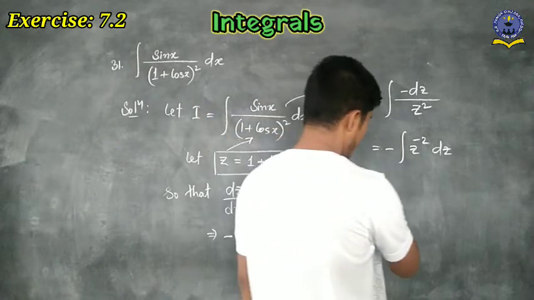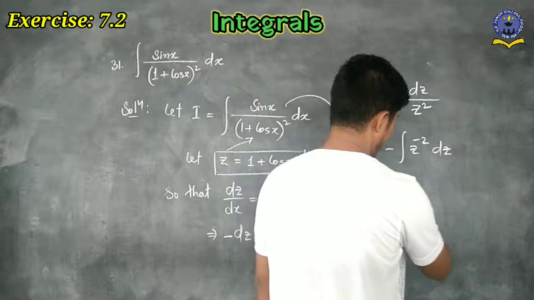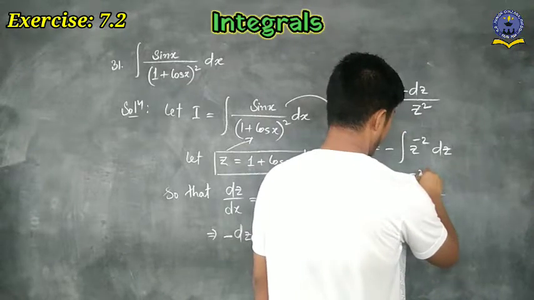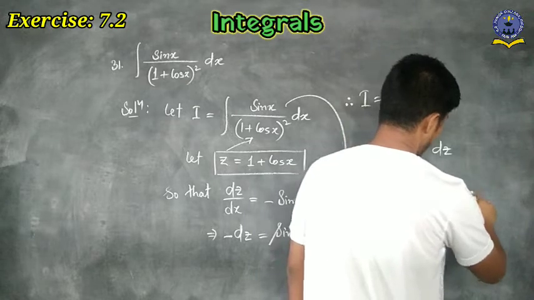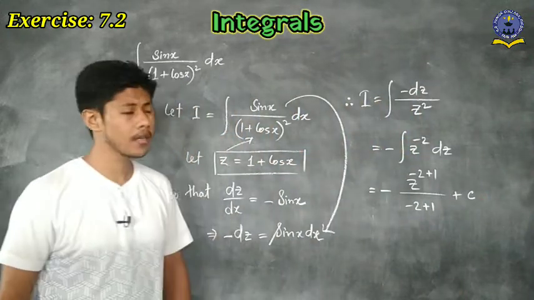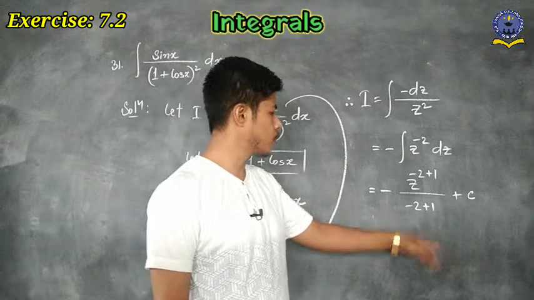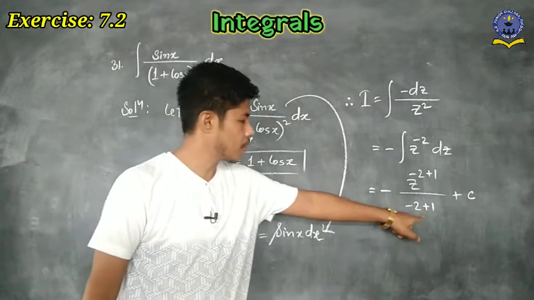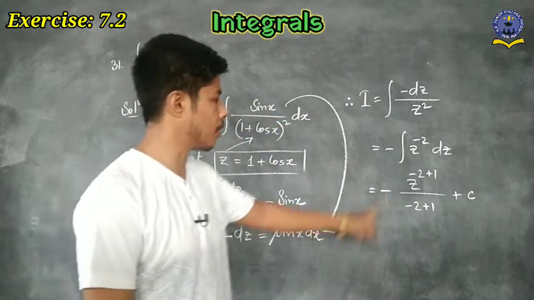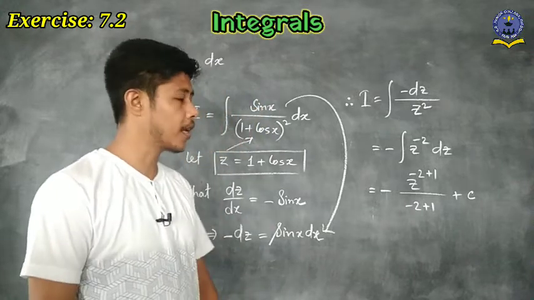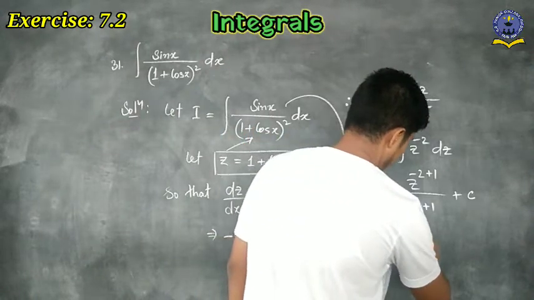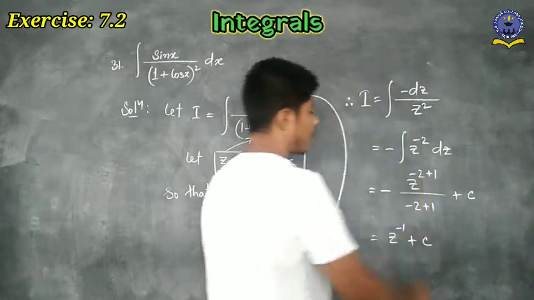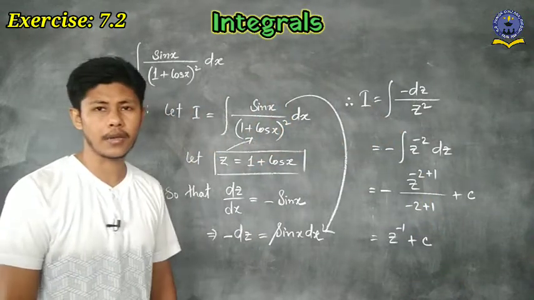If we apply this formula here, minus of, then what do we get? Z to the power minus 2 plus 1, divided by minus 2 plus 1, and plus c, where c is an integrating constant. Here minus 2 plus 1 means minus 1, so minus minus ultimately becomes plus. What will remain here? Simply z inverse plus c, that means z to the power minus 1 plus c remains.